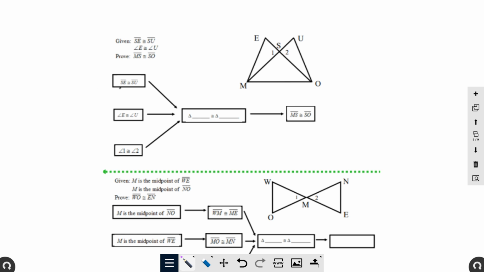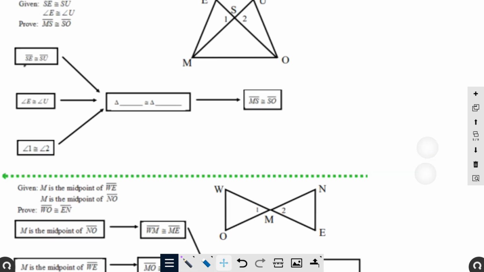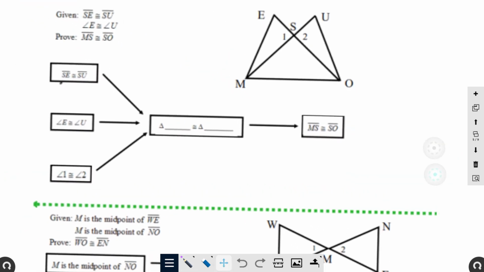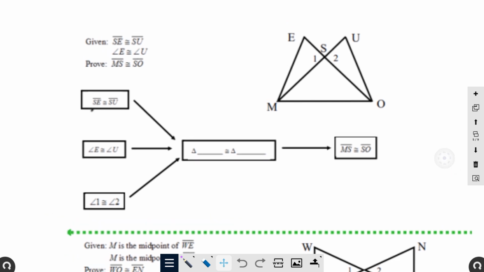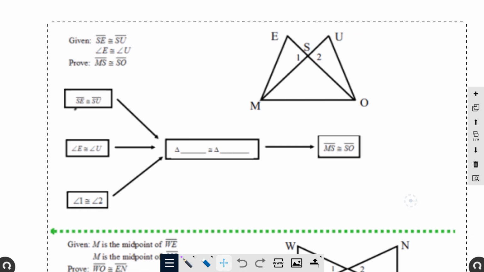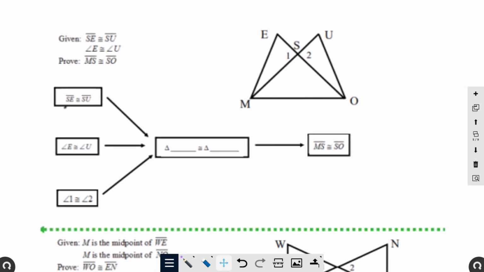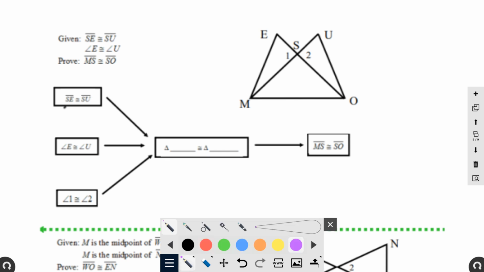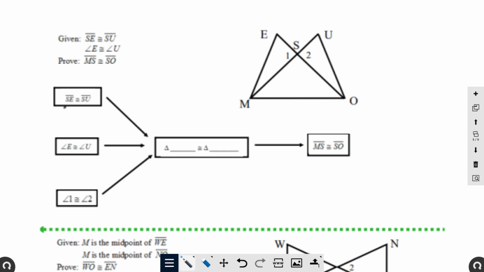Here we go. Okay, let's talk about some more flow proofs. Now, some of these triangles might have some extra lines and things in them, so we need to maybe ignore some of them for a little bit. So here's our first flow proof on this page. SE is congruent to SU. Sorry, it's a little blurry, but why is that true?